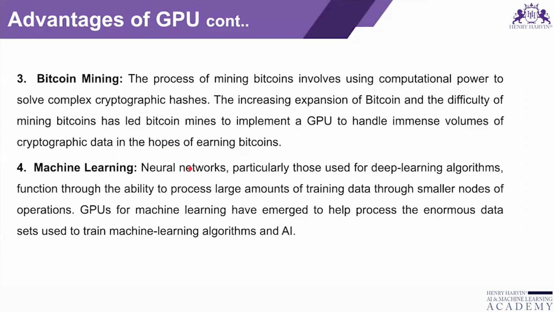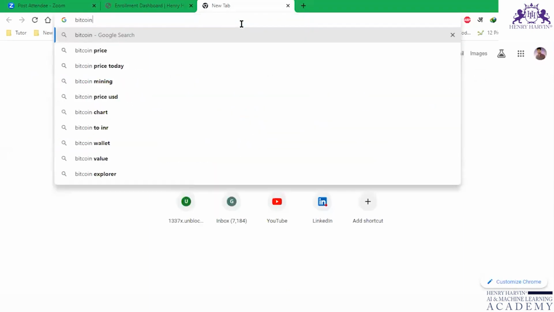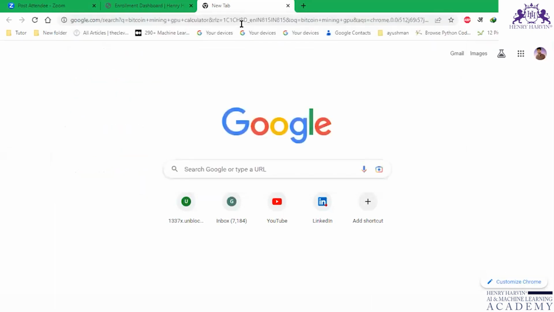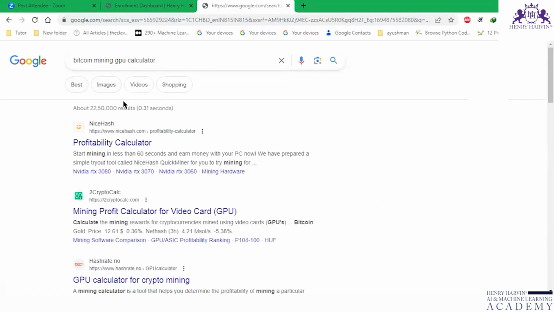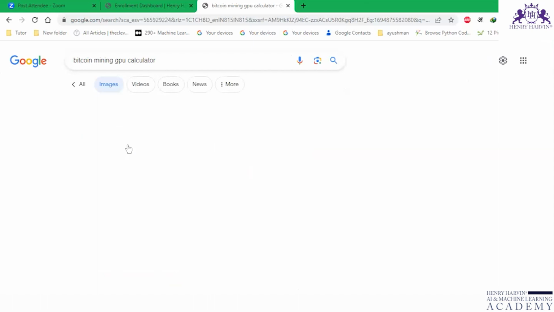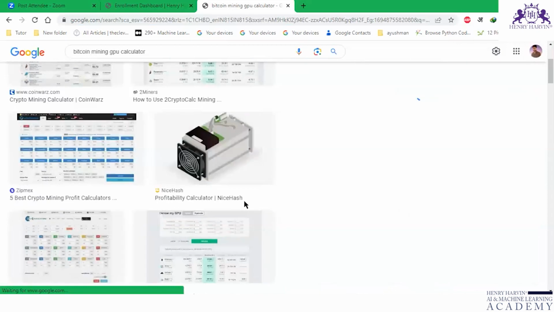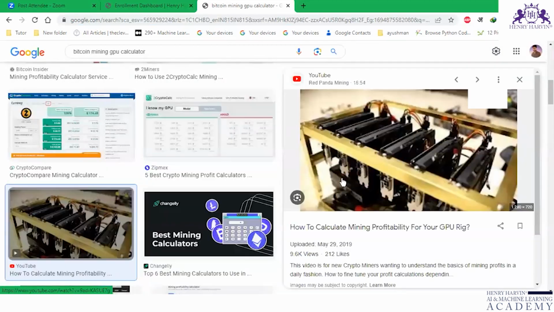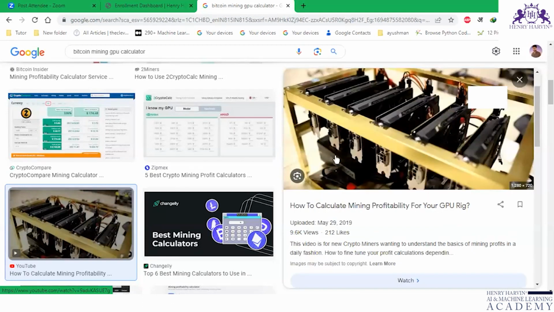If you go to Google and type Bitcoin mining GPU, you can see what level of processor is required. You can see here, this is the YouTube image. These are graphics cards, and they are all connected in parallel to process the same task in parallel. This is the simple thing.